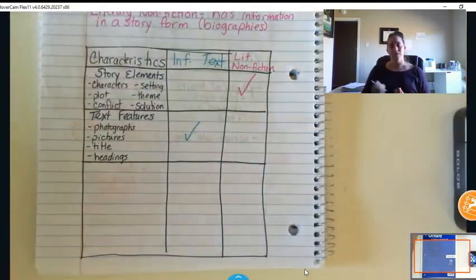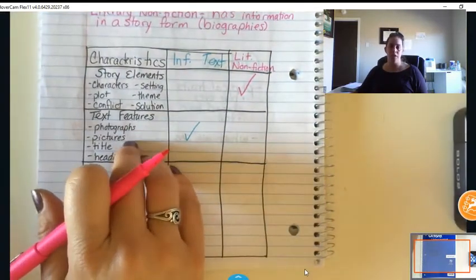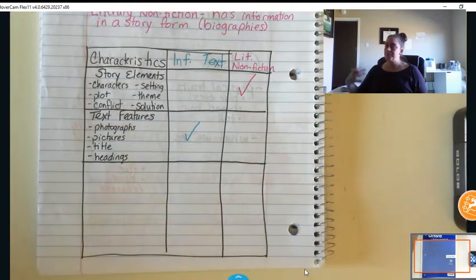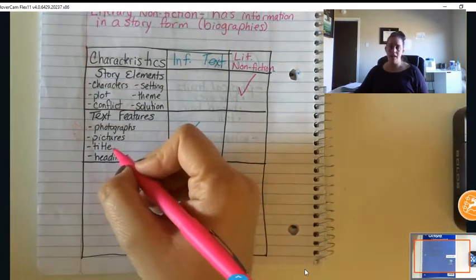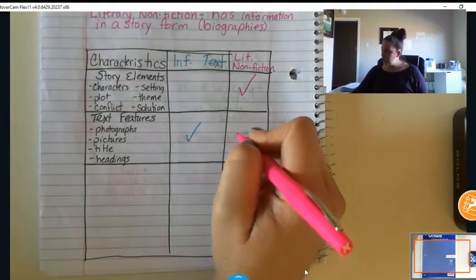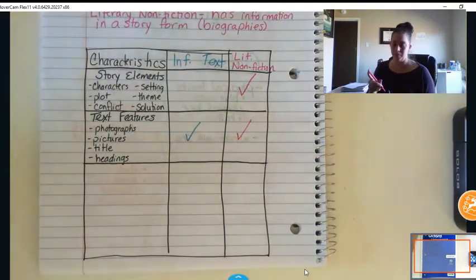Now, does literary nonfiction have it? It can. A lot of times you'll see, especially in autobiographies, they'll have photographs or pictures of whoever the biography is about. Your title is the main title of the book, and then your chapters could actually be your headings. So your literary nonfiction could have text features as well.